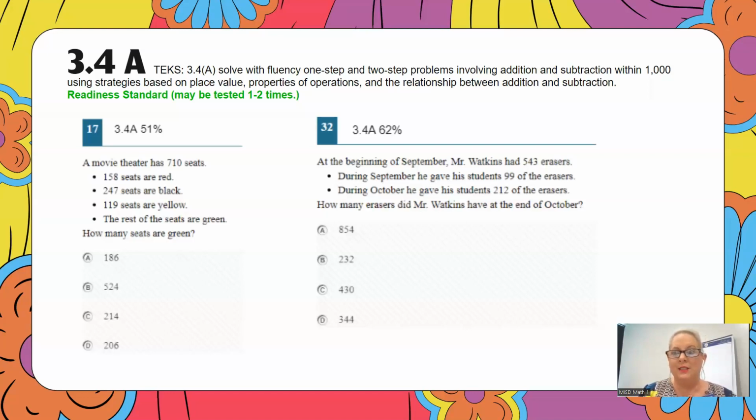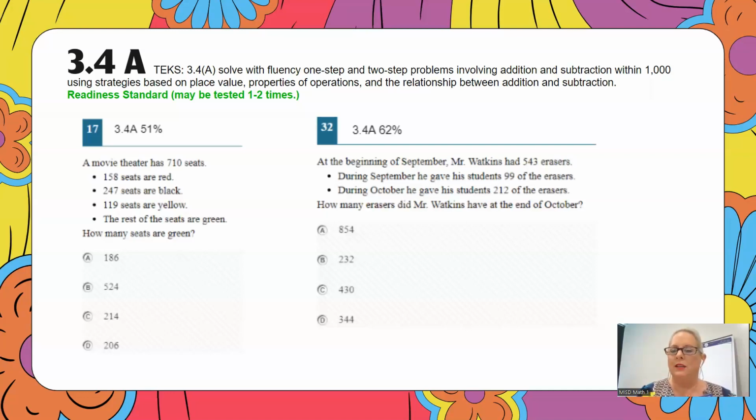So as you can see, this is a multi-step problem. We have to add the red, the black, the yellow seats, and then subtract those from the 710 total seats that are in the theater to find out the rest of the seats that were green. So that's multi-step. And then number 32, we were at 62% for Mesquite ISD.